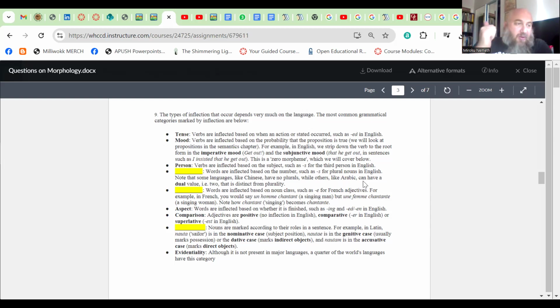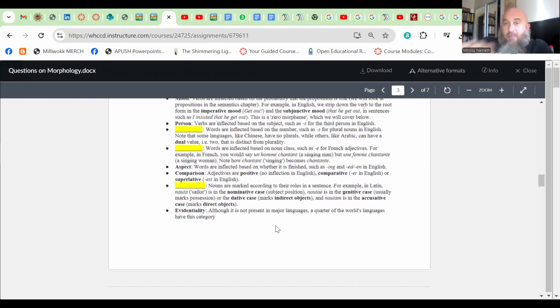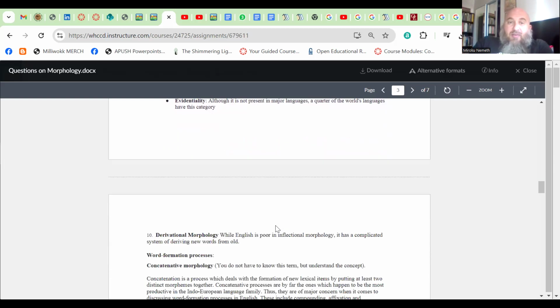So you have number, you have gender in language, and then you have case. Are they the subject, nominative? Are they genitive, possession, indirect object, dative, whatever.